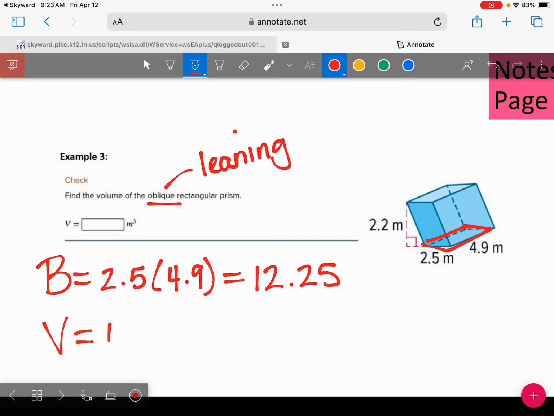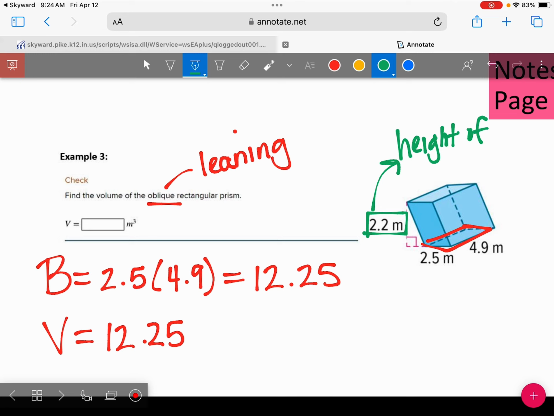So to find the volume, we take that number that we just got and multiply it by the height. And you see how we have this little rectangle right here? Because this 2.2 is next to the rectangle, that's how I know that this is the height. So this is the height of the prism. So you're going to take that 12.25 and multiply it by 2.2.